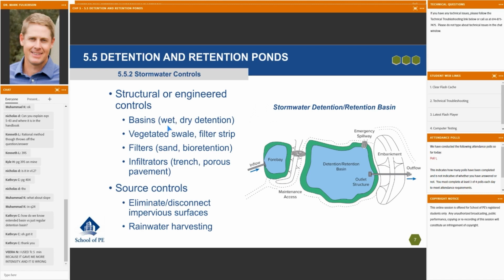And depending on where you live throughout the country or throughout your state, the soils and the water table are going to determine a lot of times whether you've got a wet or dry detention basin. And you just have to account for that in your designs. There's other types of stormwater controls as well.